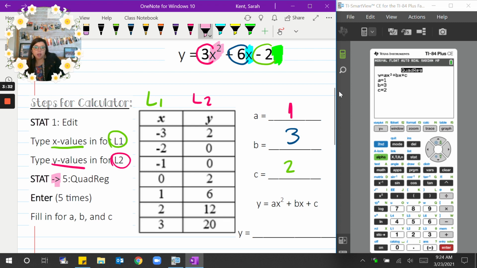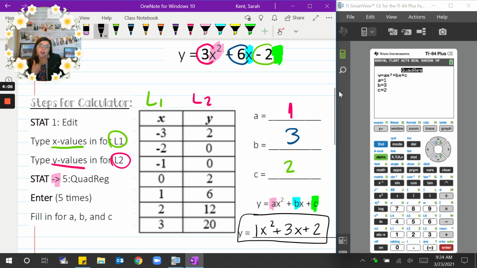Now I'm going to plug in using ax squared plus bx plus c. When I fill in this equation, I'll have y equals, my a is 1, so I'll have 1x squared plus b, my b is 3, so plus 3x, plus c, my c is 2. And this is my quadratic equation. Again, I'm just putting numbers in the calculator, and then the calculator gives me the answer back. All right, let's try one more, and then you'll have some practice.